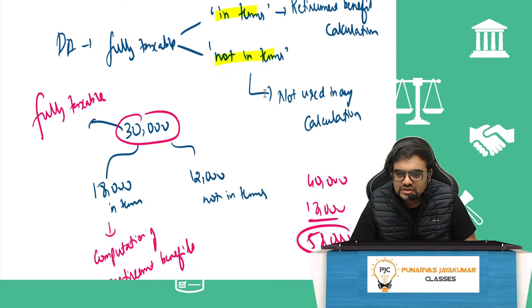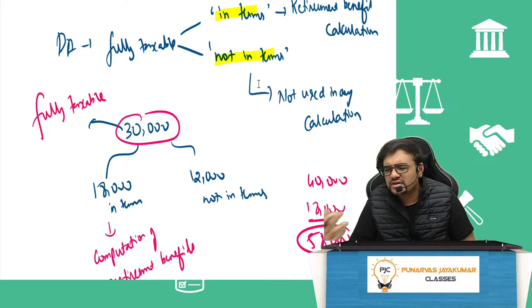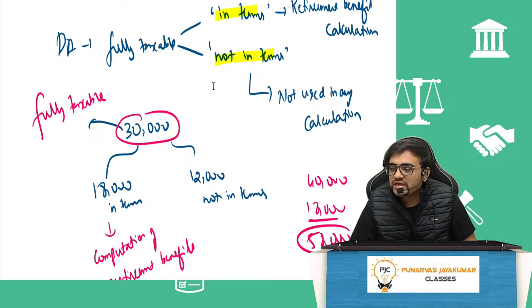DA, dearness allowance will be fully taxable, undoubtedly fully taxable. Now, DA, there are two things: one, DA in terms, and DA not in terms. The word dearness, dear means something which is going high. For example, in economics, you use the word dear. If the cost is getting cheaper, the opposite of cheaper is cost getting dearer. Honestly speaking, dearness allowance is to beat inflation. It's not any other dear that we know, right? So fully taxable it is. It's just a component to beat the rising prices. That's it. It is obviously fully taxable.